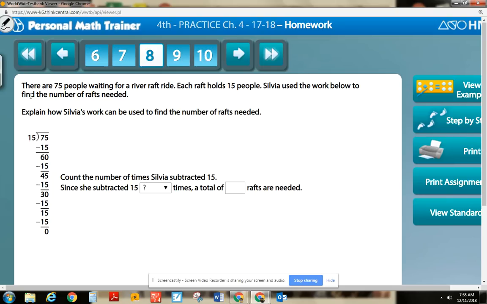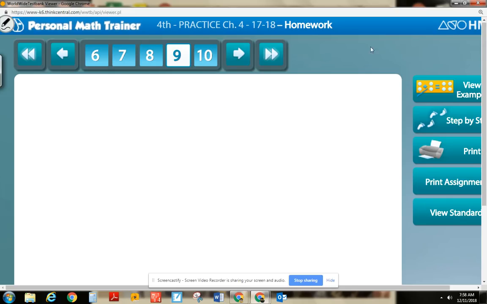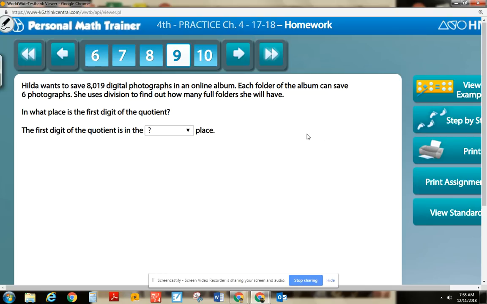Question number 8 is really just a reading problem. Make sure that you read this and make sure that you're paying attention to the sentence here. Look at their work here and make sure that you're answering the question. Don't rush. So for problem number 9, you got to read this problem, and it's going to be division. So you can go ahead and set up your division problem and then solve it.